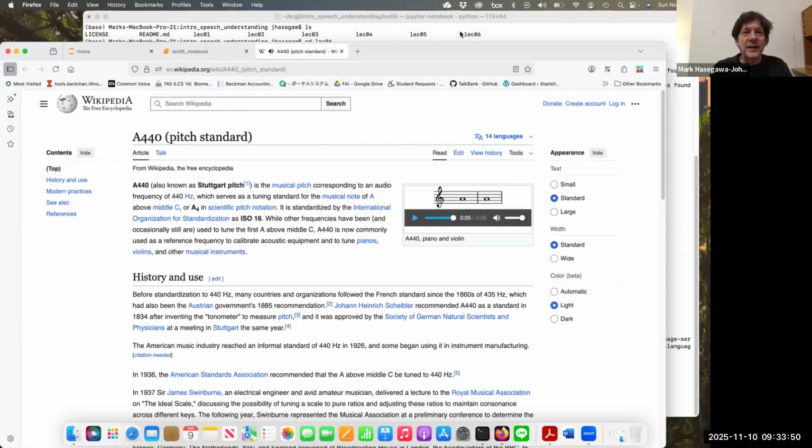So I think I'm sharing sound. Are you able to hear that? If you're not able to hear that, then please let me know, but I think you were able to hear the A440, the center note on the piano.